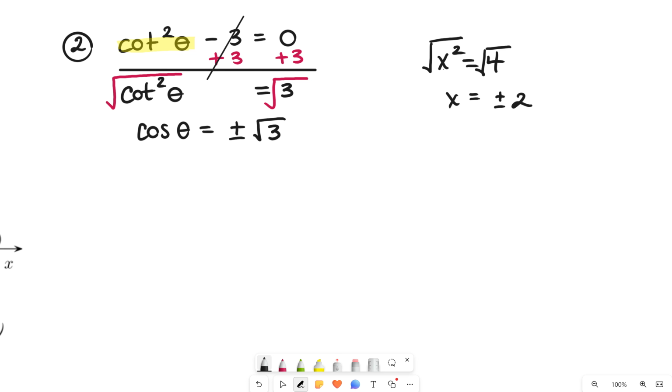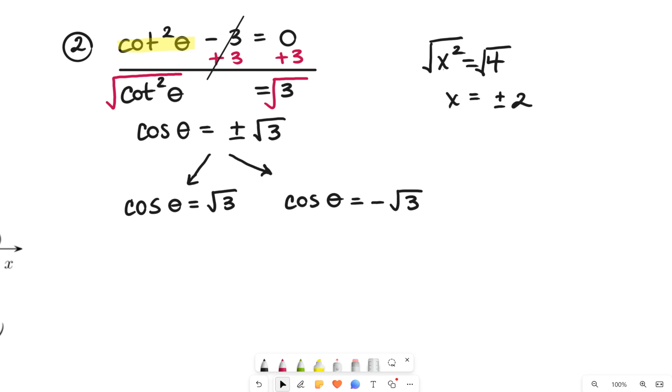What does that plus minus square root mean? Well, it means that you are actually going to divvy up this equation into two separate equations. Cosine theta is equal to positive square root of 3, or cosine theta is negative square root of 3. Okay? And I switched it to cosine when it's cotangent. My apologies.